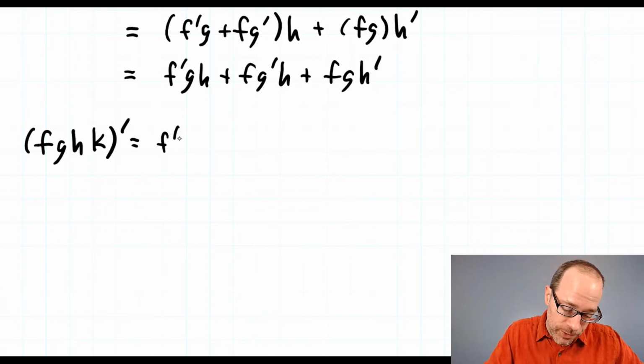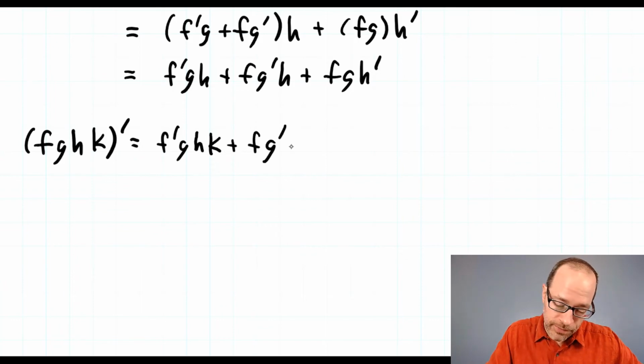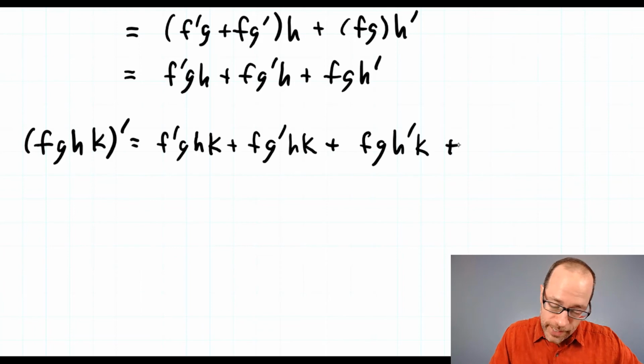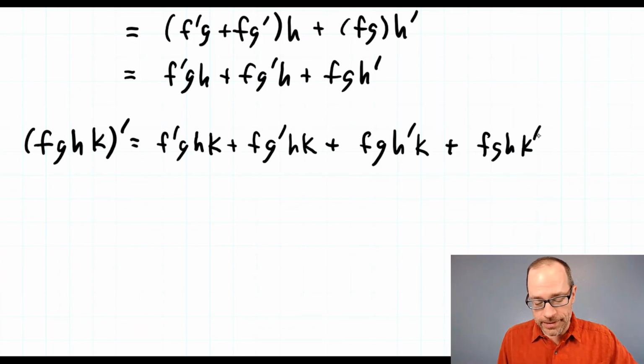You first have the derivative hit the first and leave everyone else alone. And then you have the derivative hit the second, that's g, and leave everyone else alone. And then it hits the third one, h, leaves everyone else alone. And finally, it hits the very last one and leaves everyone else alone. And that's the generic product rule for more than two functions.